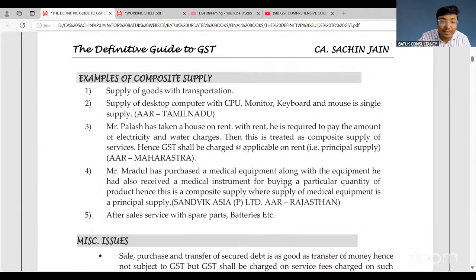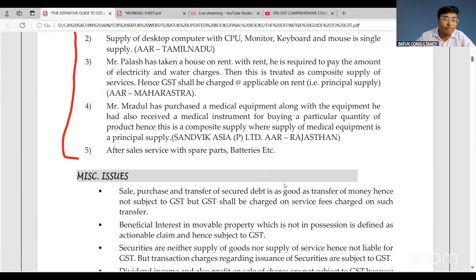Now, there are certain examples related to composite supply. I am not going to discuss these examples. All these examples are homework for you. Although on Sunday, if you have any question related to any example, you can put it in the WhatsApp group. We'll provide you the answer. Okay. This is the homework for you.